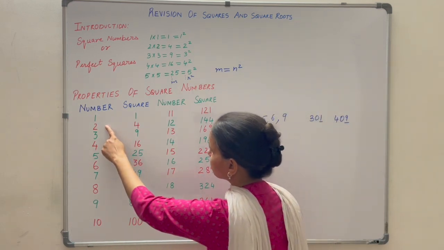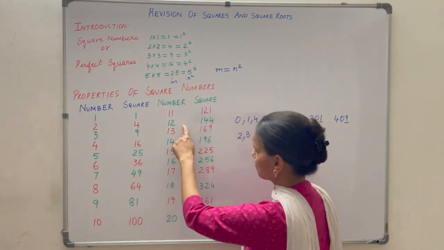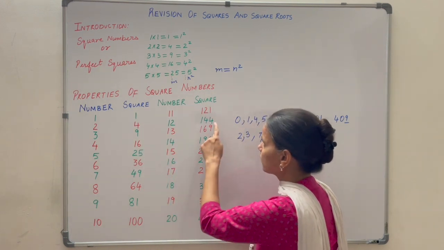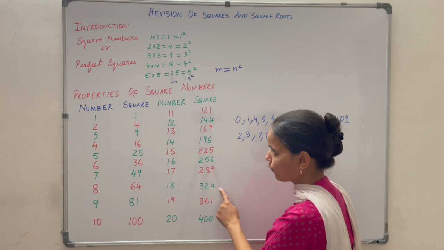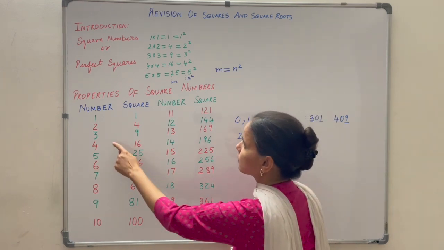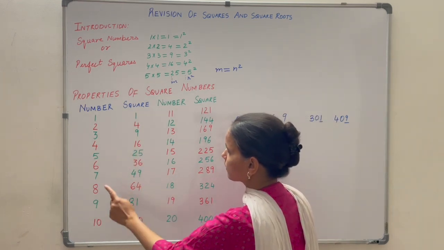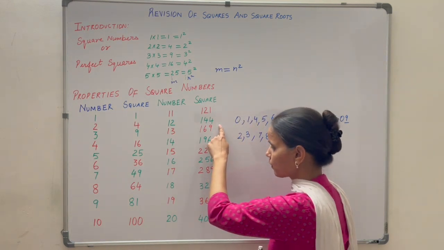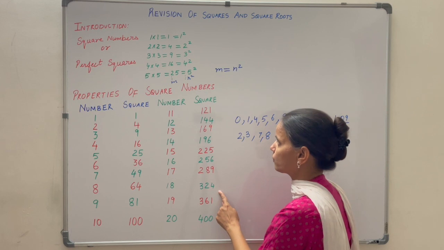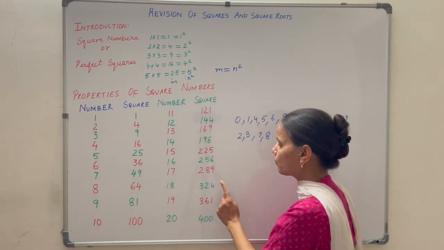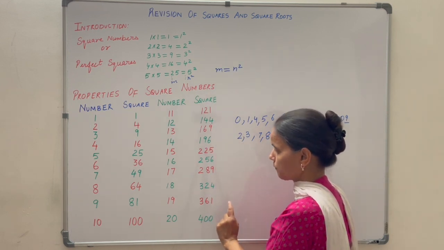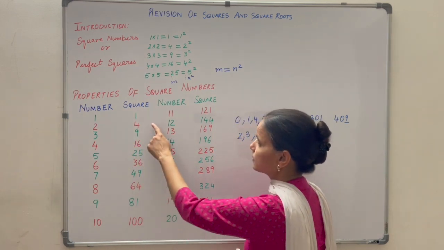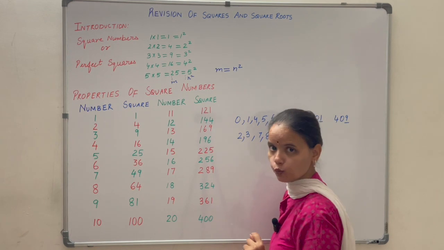If the number ends with 2 or 8, then the perfect square ends with 4. So here 2 square is 4, 8 square is 64, it ends with 4. 12 square is 144, 18 square is 324. So 144 ends with 4, 324 ends with 4. So if a number has 2 or 8 in the units place, then the square number ends with 4.